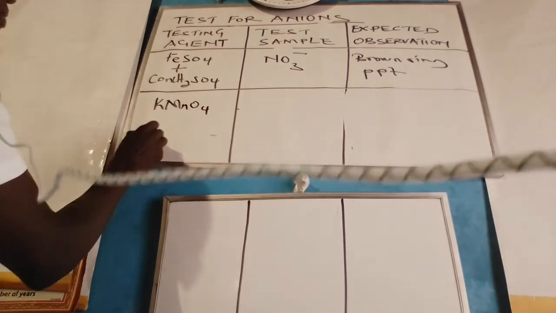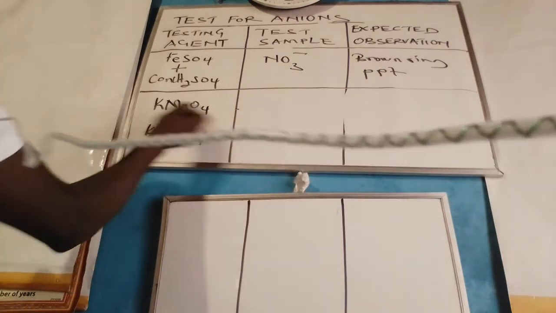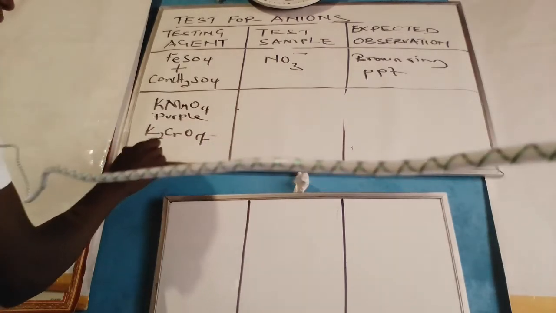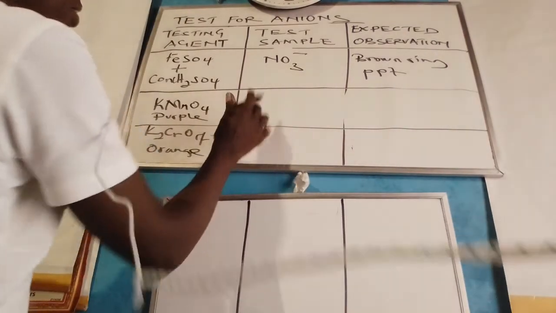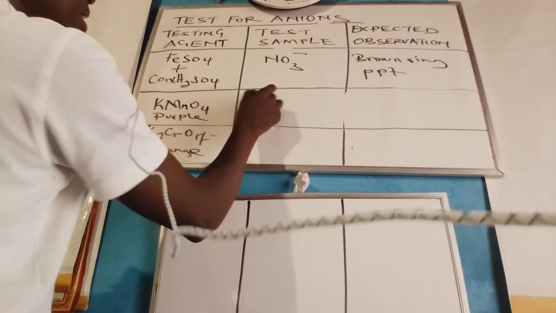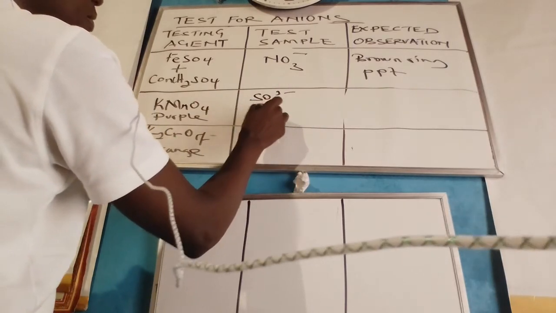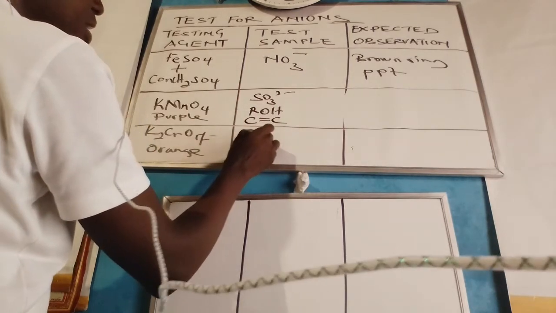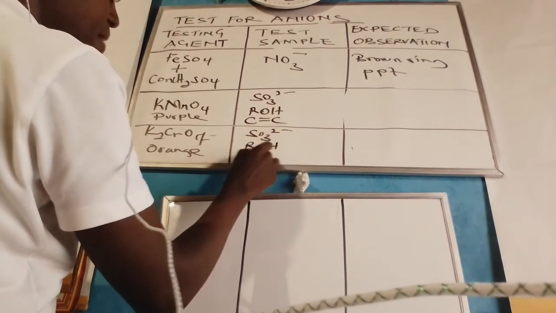Next, we have potassium dichromate, and potassium manganate 7 is purple in color, while potassium dichromate is orange. Now, when you use these substances, we expect them to be testing for what we are referring to as the reducing agents, namely sulfides. It could be alkanols or unsaturated hydrocarbons. In each case, the test procedure is the same.